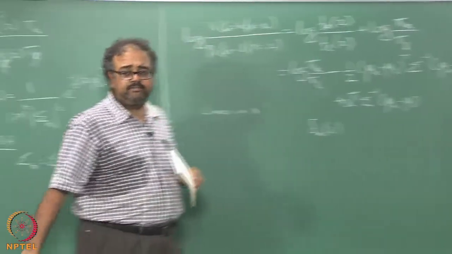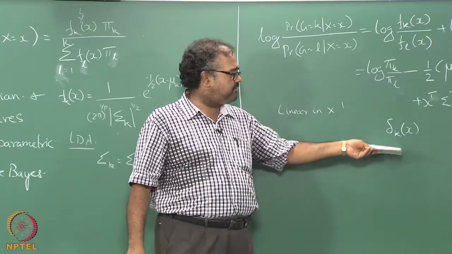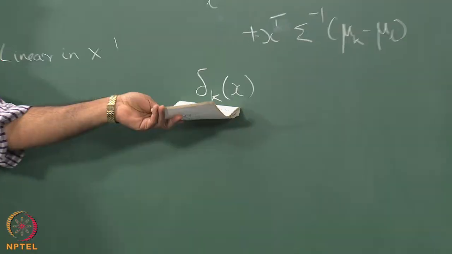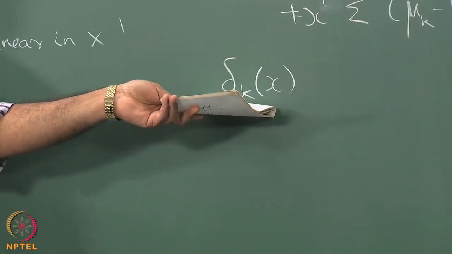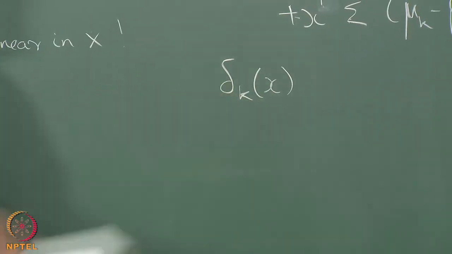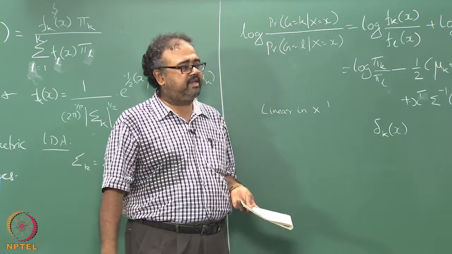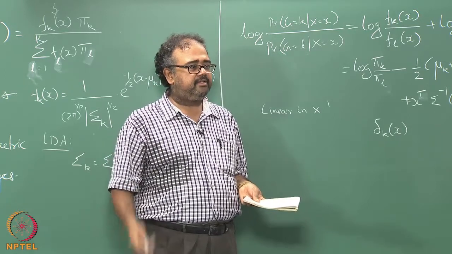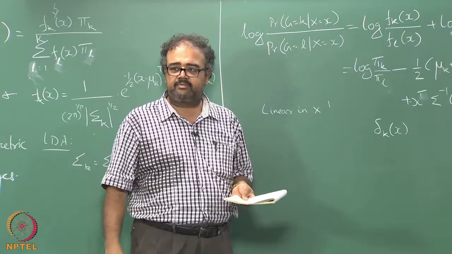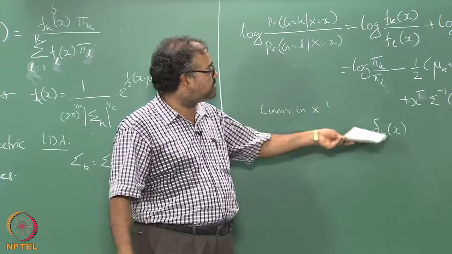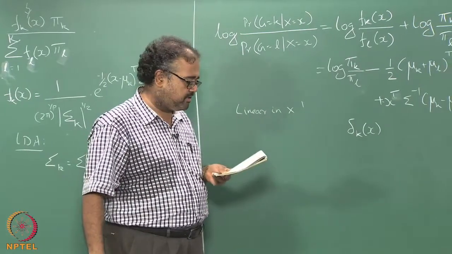So I said in the discriminant function case we always have some function like this, delta k of x, and if delta k is greater than any other delta l, then we will classify the x into k. This is what we said was the idea behind discriminant functions in the very beginning. So what would be the discriminant function version of LDA?